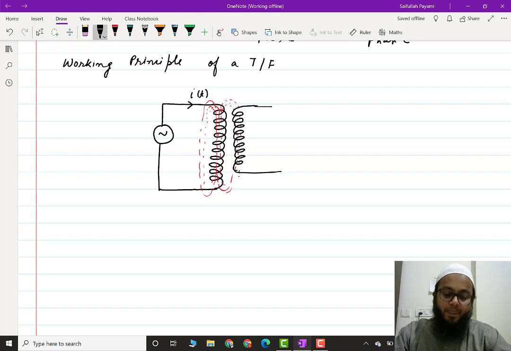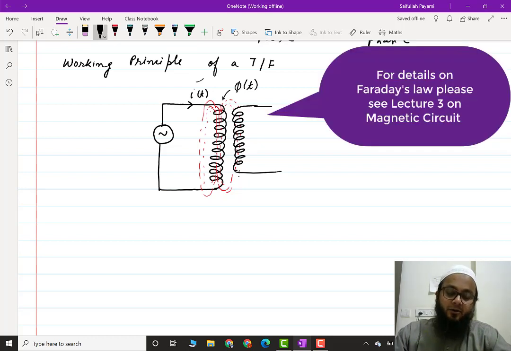So obviously now this current is a time varying current. So the flux which is produced by it, let's say phi t, would also be a time varying one. And since this time varying flux is linking this secondary or the second coil, based on Faraday's law, we would be having the induced EMF here. And when we discussed Faraday's law, we have seen this as well.